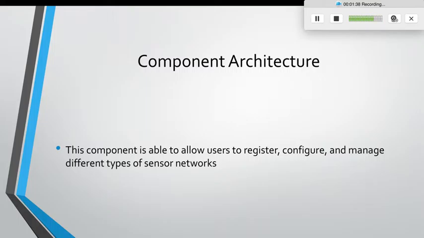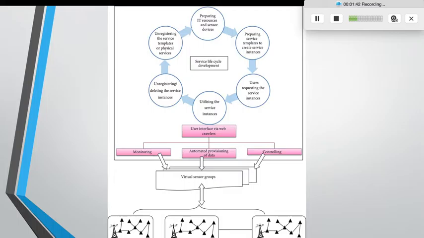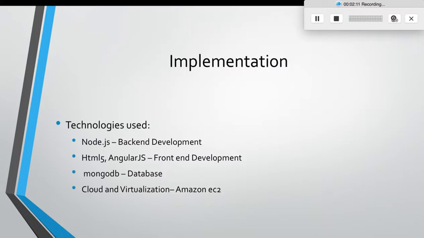The component architecture here is about the physical sensors, divided into virtual sensors, and the virtual sensors altogether will create virtual sensor groups, and it will handle all the life cycle development, including the provisioning of the virtual machines, the resource allocation, and finally, at the end of the life cycle, the deleting of all the service instances.